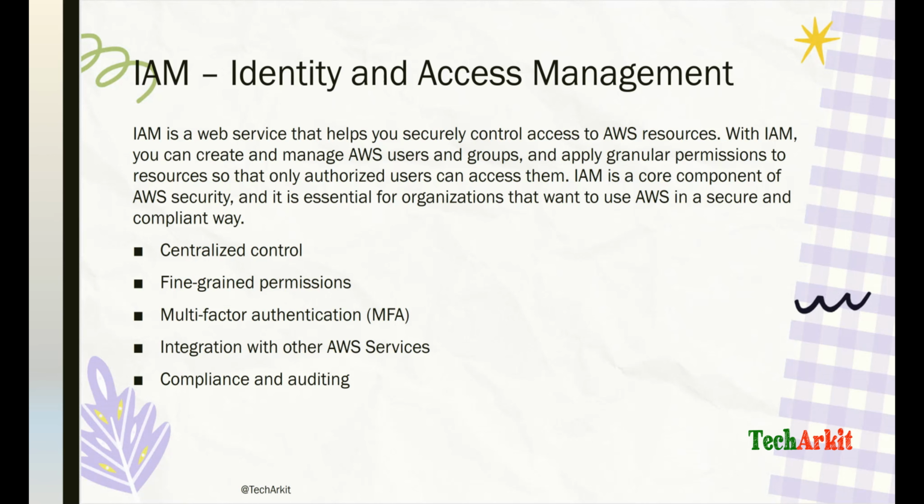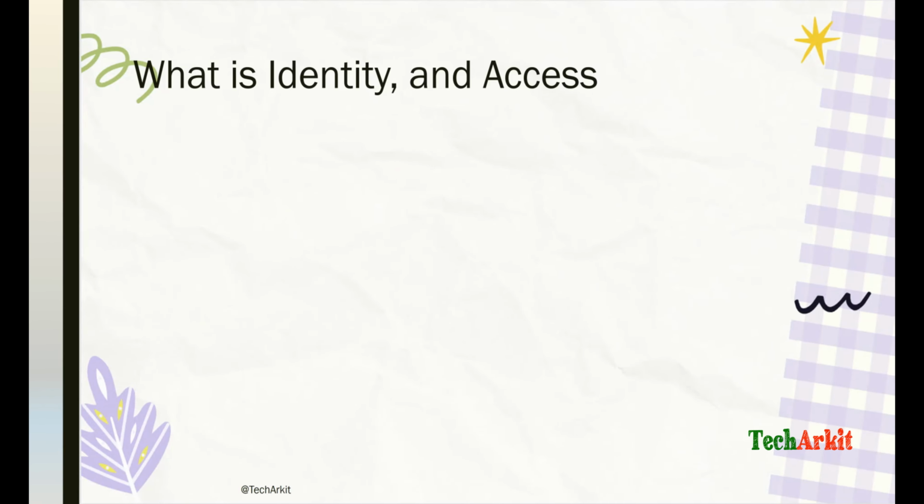And it also suggests that this user is not using so and so service from so many days, so you can just eliminate that service for his access. So what is identity and access, if you want to see it in a granular way?